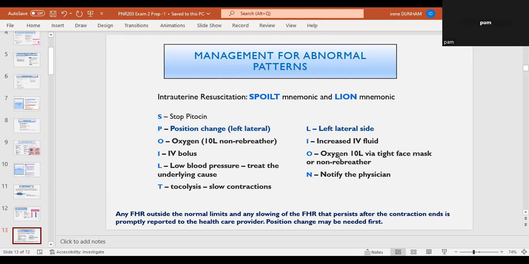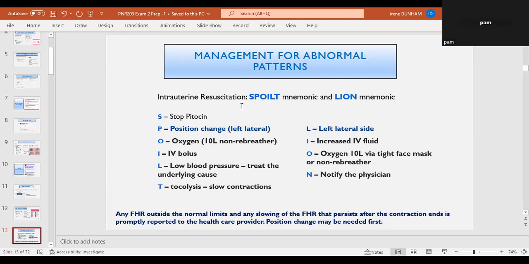And then oxygen. You have oxygen at 8 to 10 liters via tight face mask, or better yet, a non-rebreather. So in your labs at the college, go ahead and look at all the different face masks, and you can see how you would have a nice tight face mask on this patient or a non-rebreather. I've got to get the most into her quickly. And then the N would be, all the time, notify the doctor, whoever the provider is, the physician, because I need to get help. Hey, get in here.